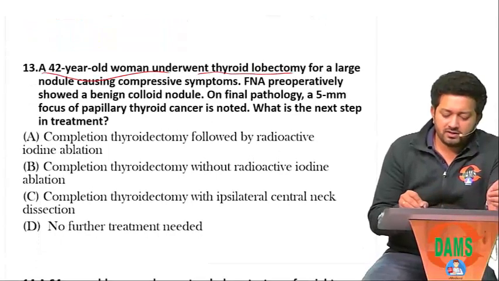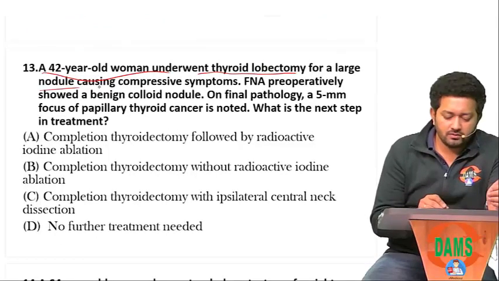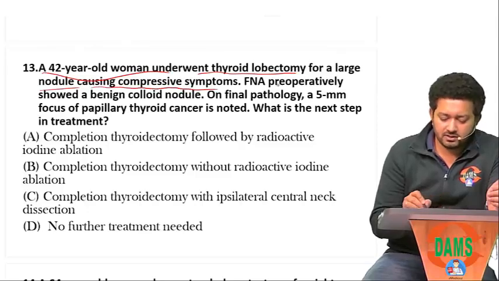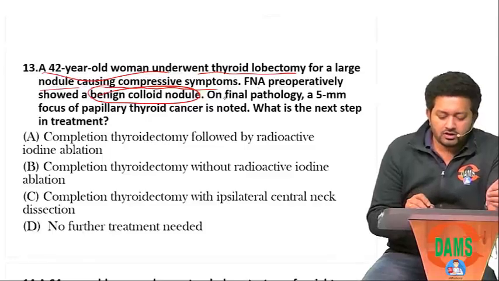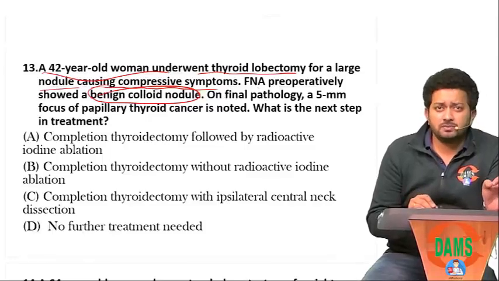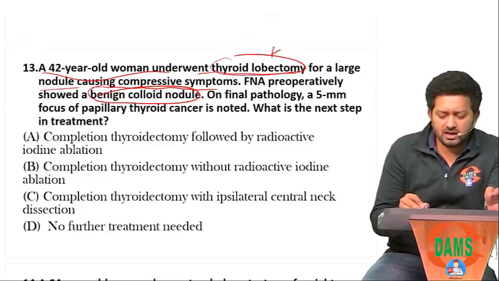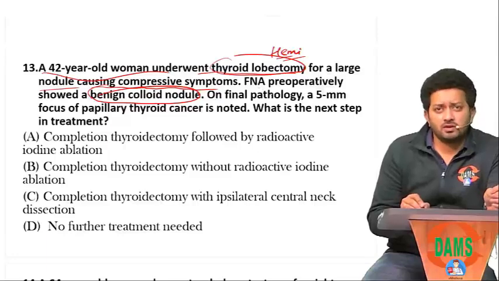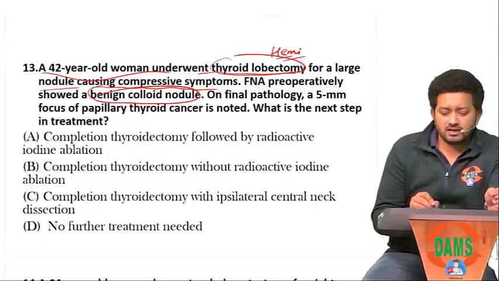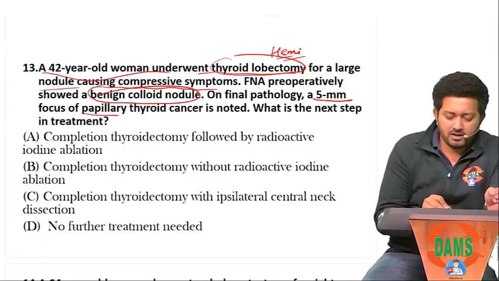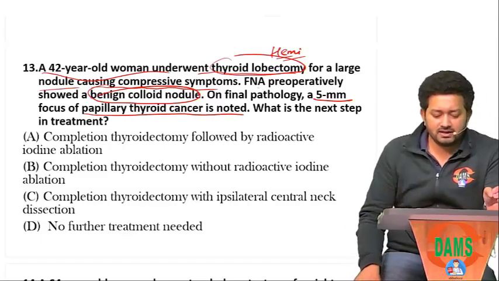A 42-year-old female underwent thyroid lobectomy for a large nodule causing compressive symptoms. FNA showed benign colloid nodule. So FNAC shows it is benign, but when you did a thyroid lobectomy, or you can say hemithyroidectomy, that is almost the same thing, after removing one of the lobes and isthmus, you noted that actually it is a papillary thyroid cancer. What is the next step?